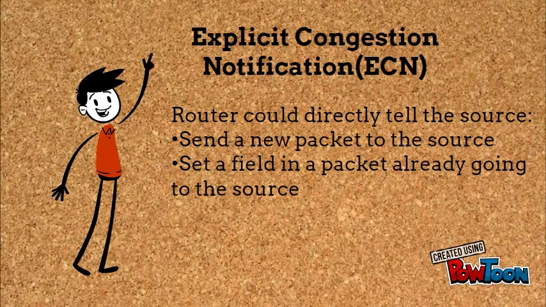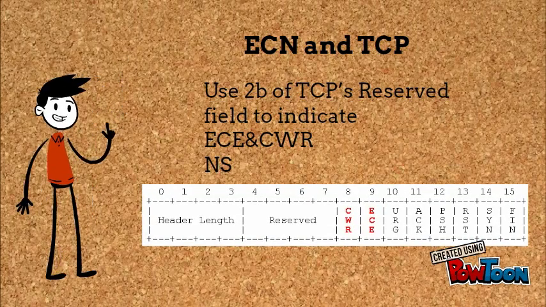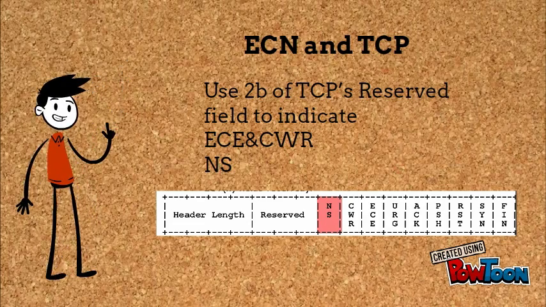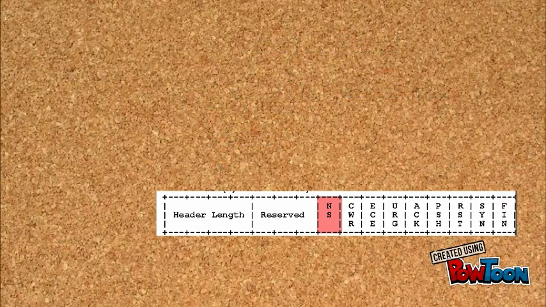It seems that explicit congestion notification is better because early packet discard is wasteful. Routers could directly tell the source by sending a new packet to the source, or set a field in a packet already going to the source. ECN uses 2 bits of TCP's reserved field to indicate this. They are ECE and CWR. It may also use NS to deal with a selfish destination and router.